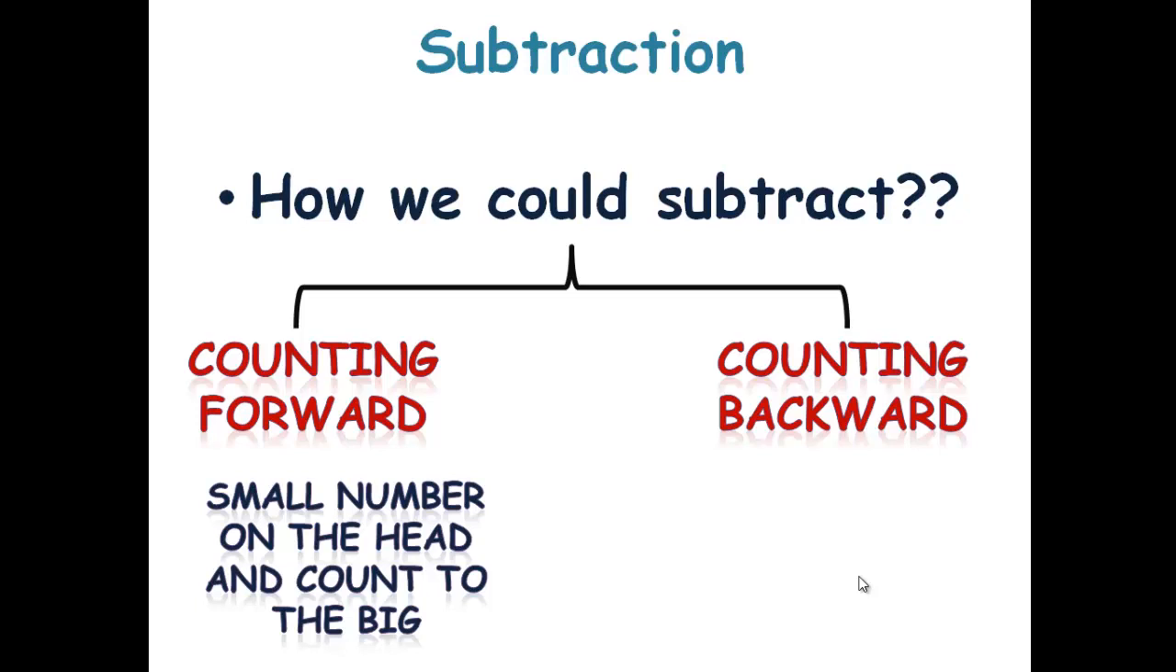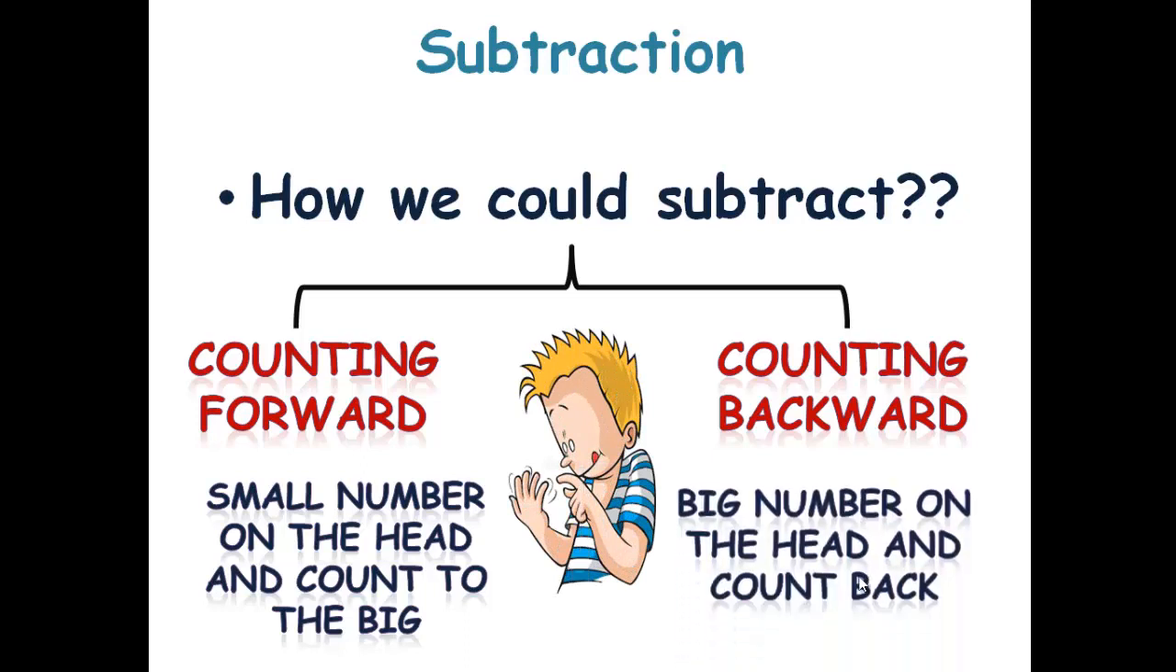The other way, counting backward, is putting the big number in your head and counting backward. So again, for counting forward, we put the small and count to the big. Counting backward is putting the big and going back. Now, I placed for you a song, how to count backward. Now, let's hear the song together.